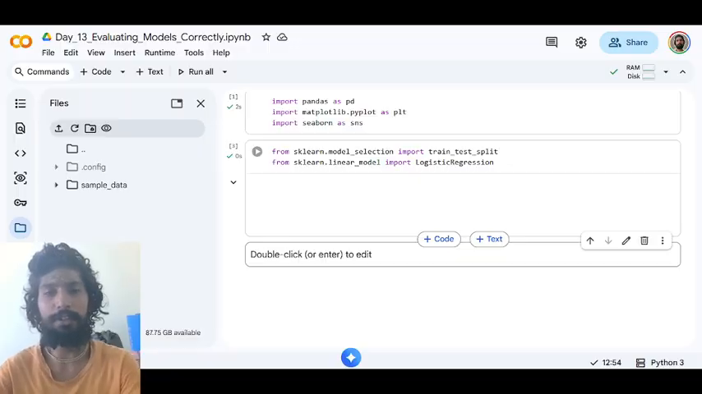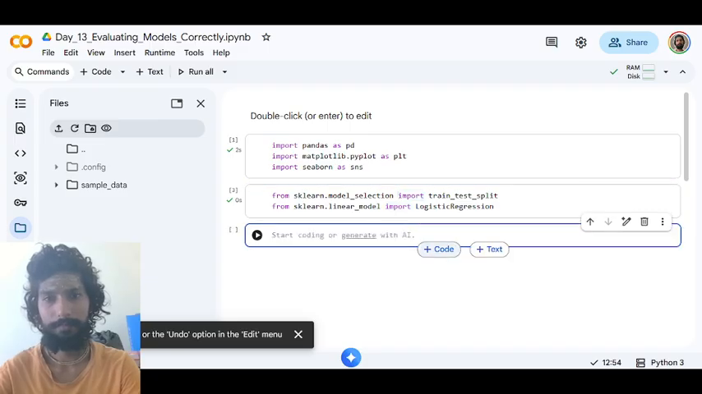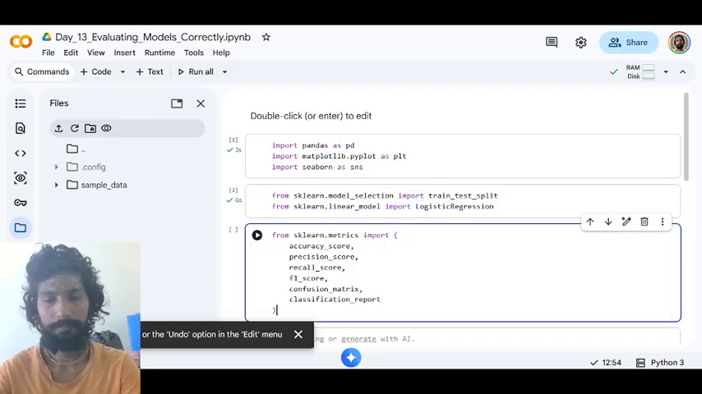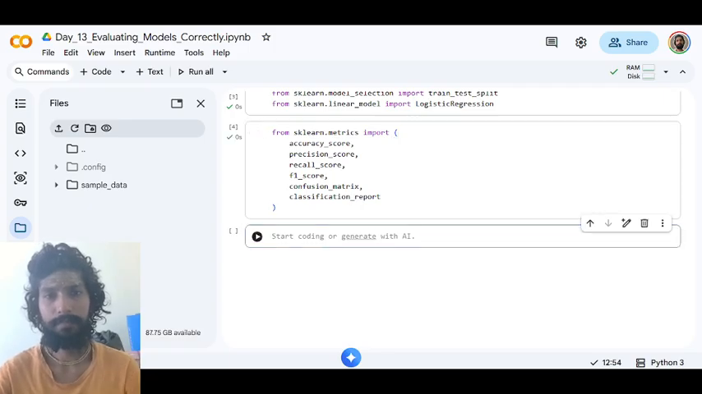Now import the evaluation tools. We will understand each of these functions during the lesson. So on running the cell, there should be no output. That is normal. Importing a library only makes its tools available inside the notebook.